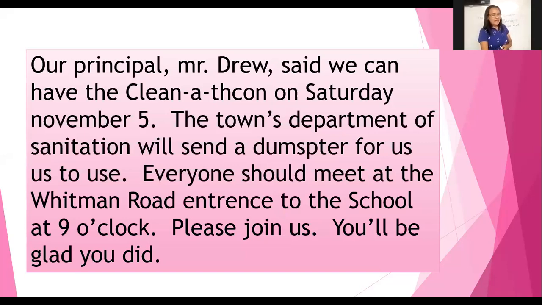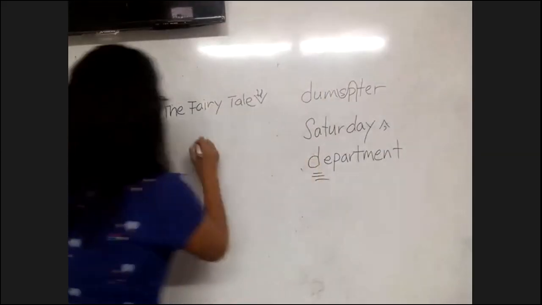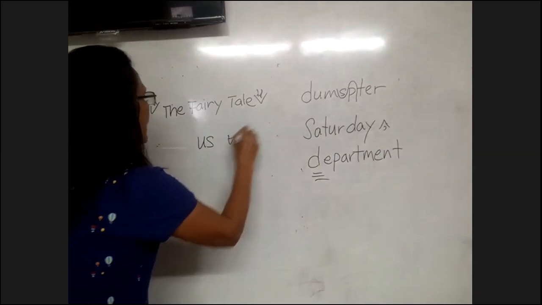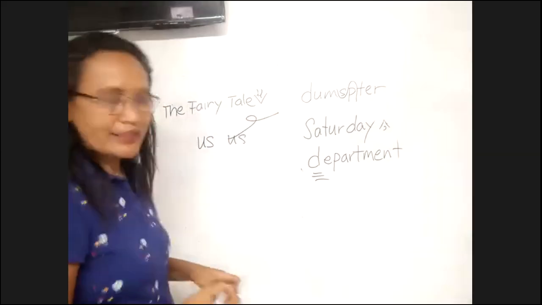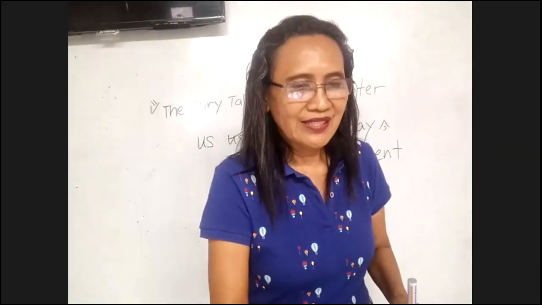Then for us, oh, there are 2 us here. So what are you going to do with the other us? You're going to take out the other us. So it's going to be like this: us, and we're going to take out the other us, like that. Okay, that's the symbol.